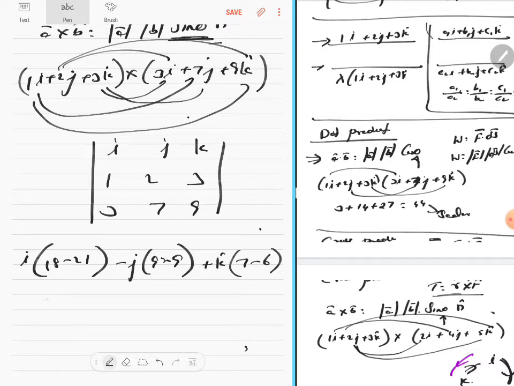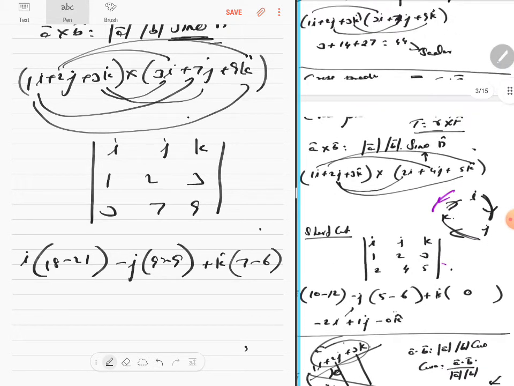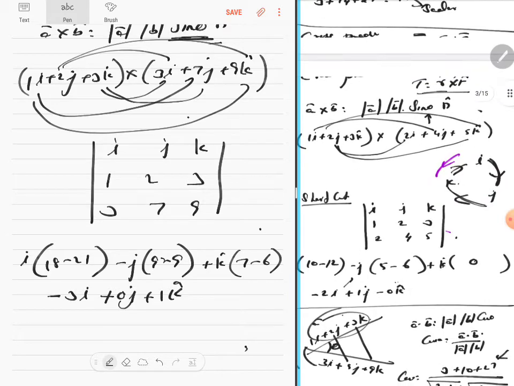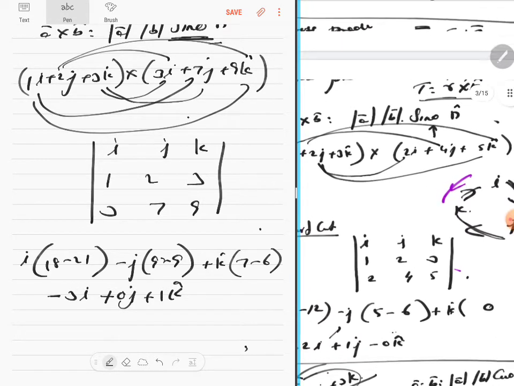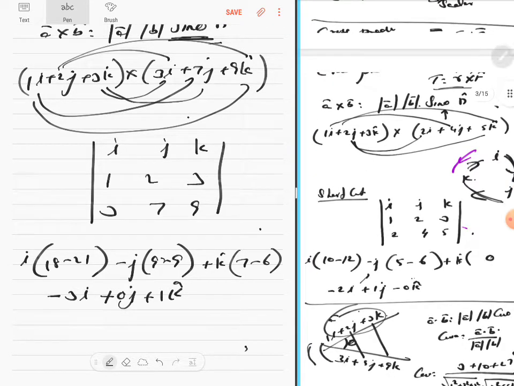So thus you end up getting minus 3i plus 0j plus 1k. This is some random example that I have given. Minus 0j, it doesn't matter, plus or minus, which means there's no j component at all. Of course, in the PDF I've crossed some other vectors, 1, 2, 3 and 2, 4, 5, with different numbers, and you end up getting a vector.